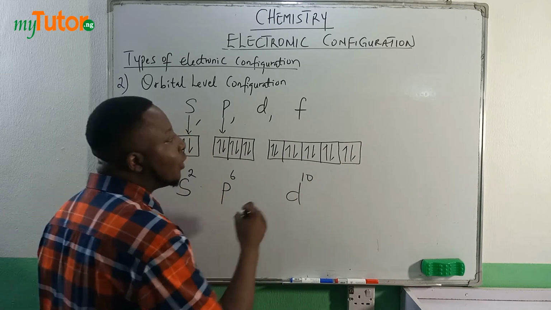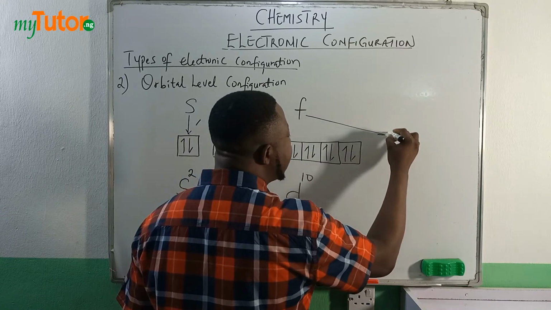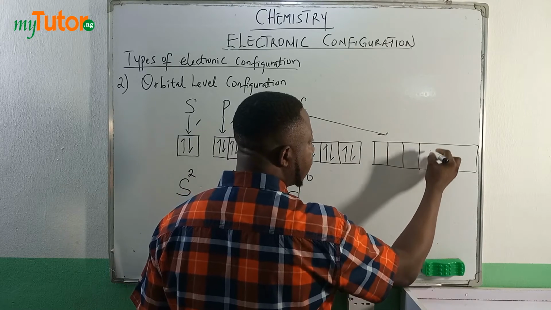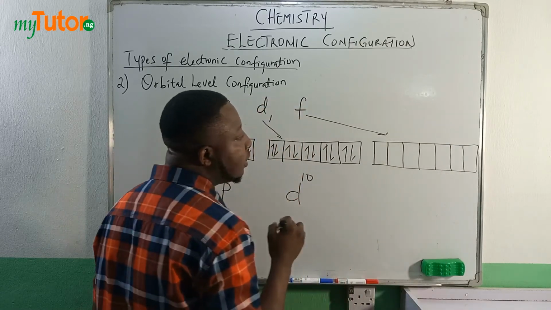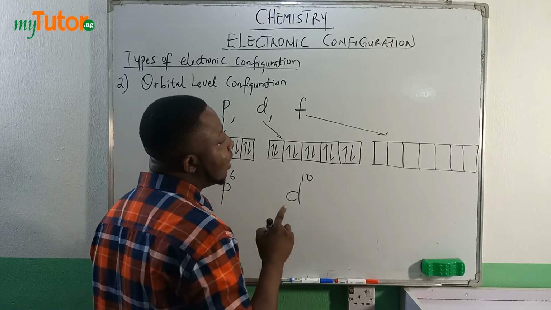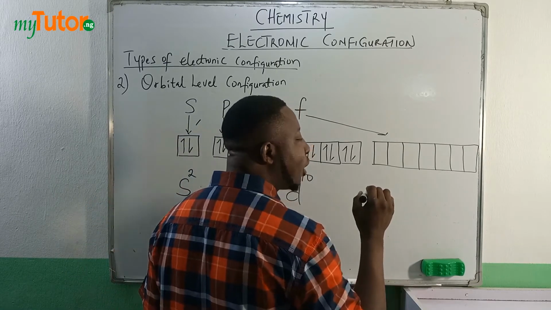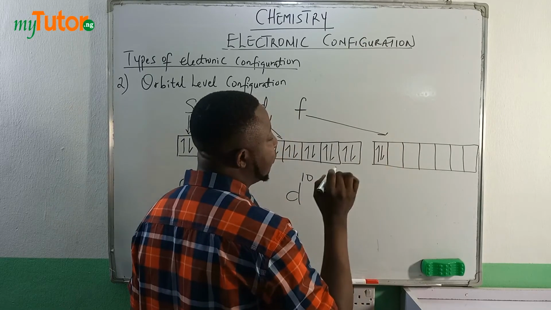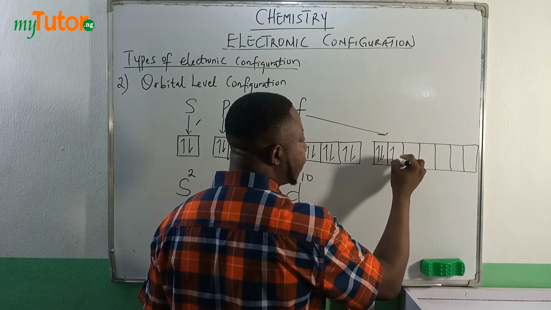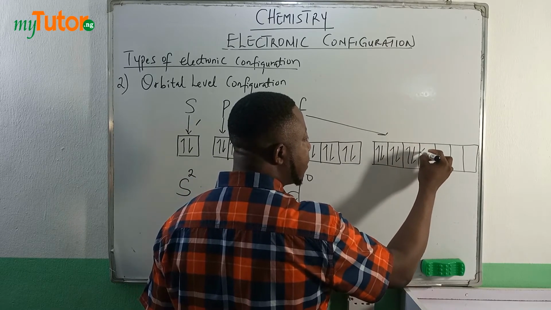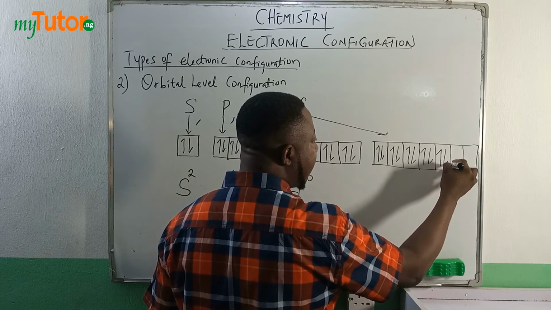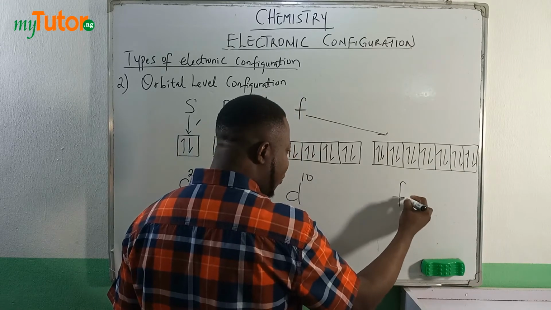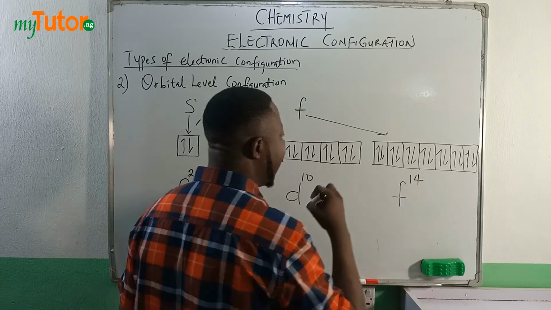The f orbital has 7 rooms. So the f orbital has a maximum of 7 rooms, and each room will accommodate 2 electrons. So this implies that the f orbital will have a maximum of 14 electrons. So that will give us 2, 4, 6, 8, 10, 12, 14. So the f orbital will take a maximum of 14 electrons.